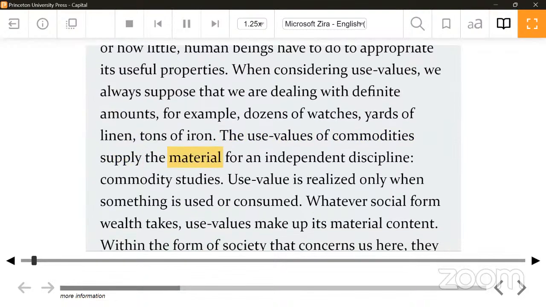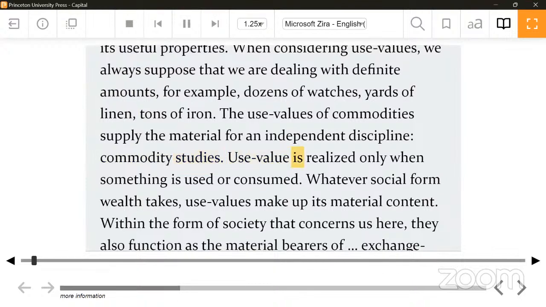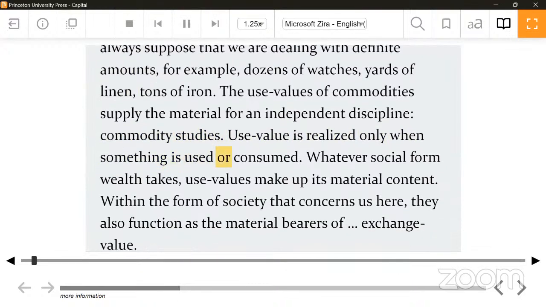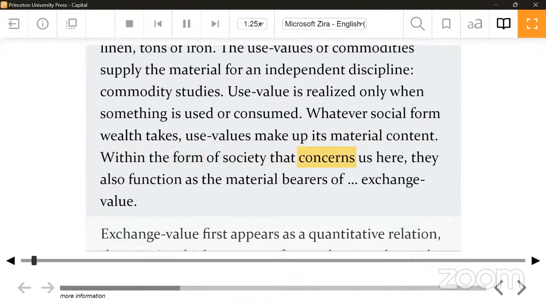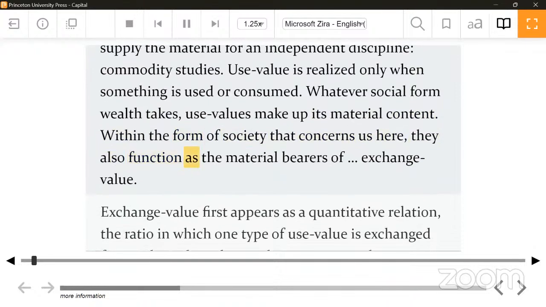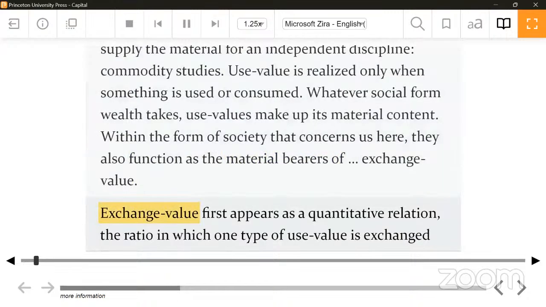The use values of commodities supply the material for an independent discipline, commodity studies. Use value is realized only when something is used or consumed. Whatever social form wealth takes, use values make up its material content. Within the form of society that concerns us here, they also function as the material bearers of exchange value.